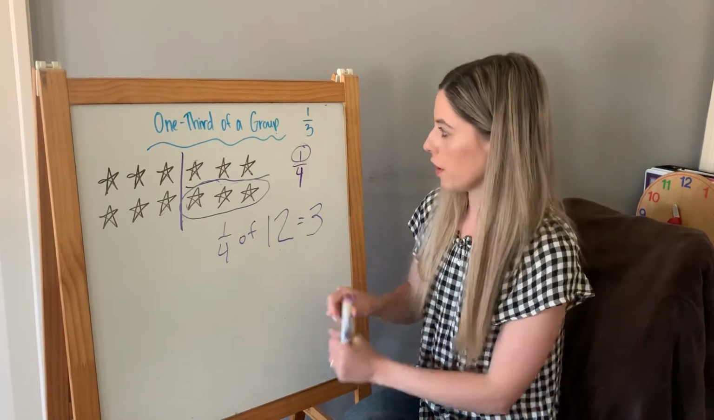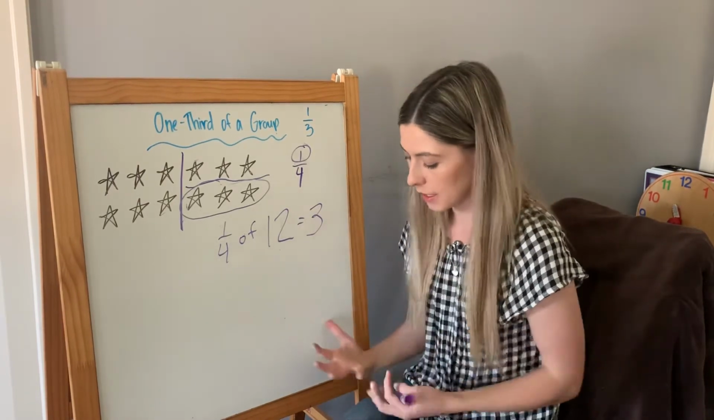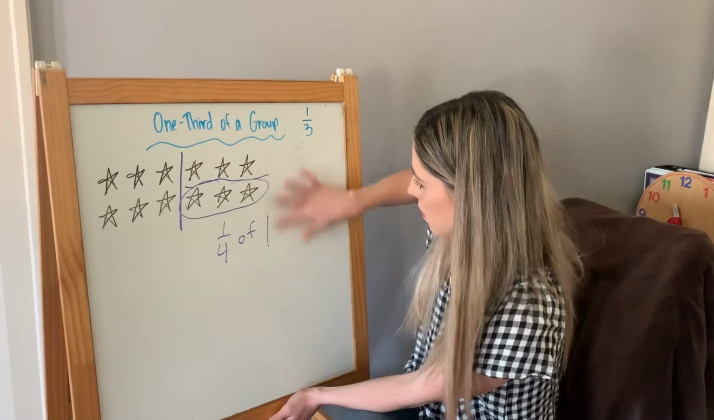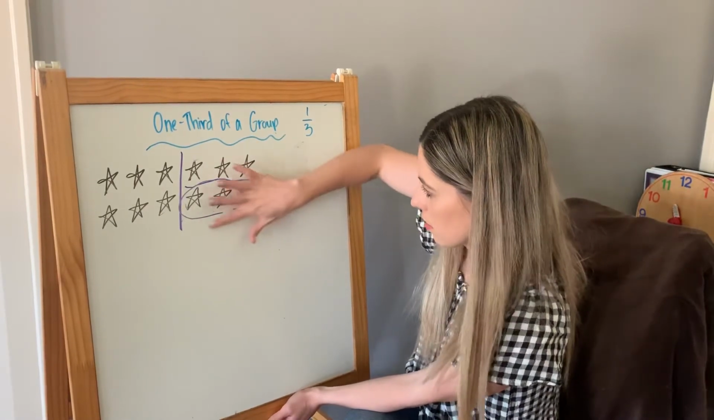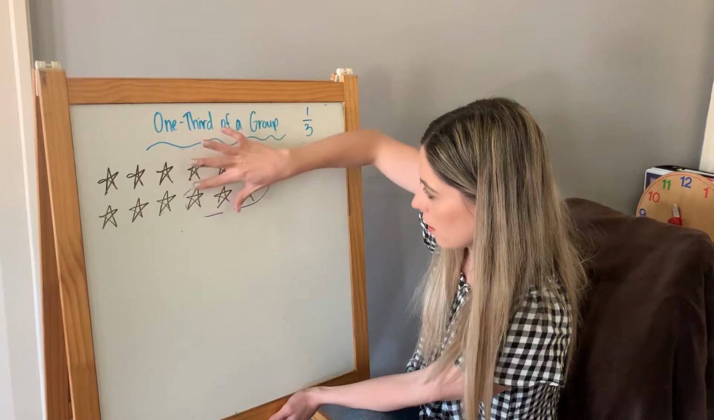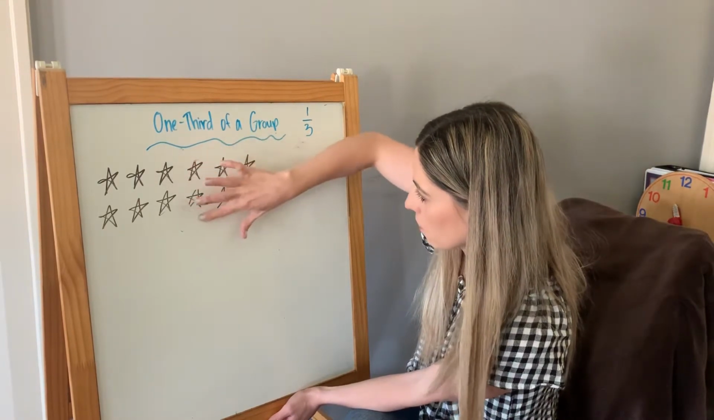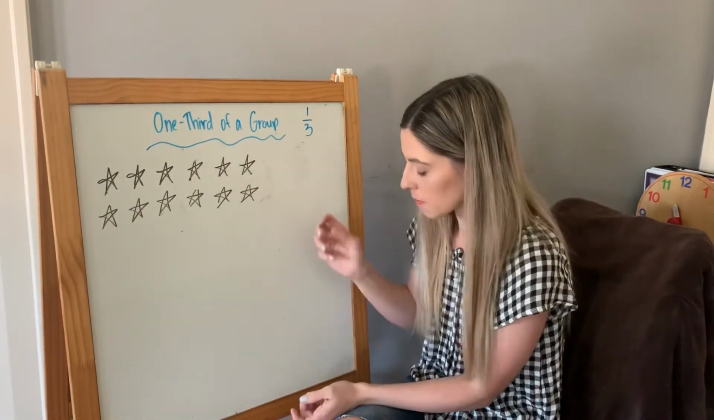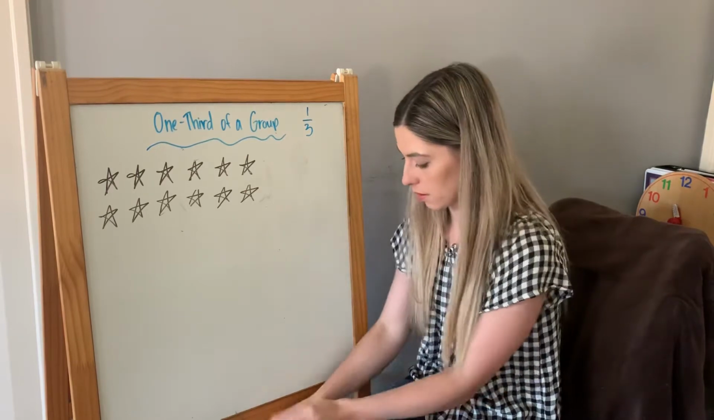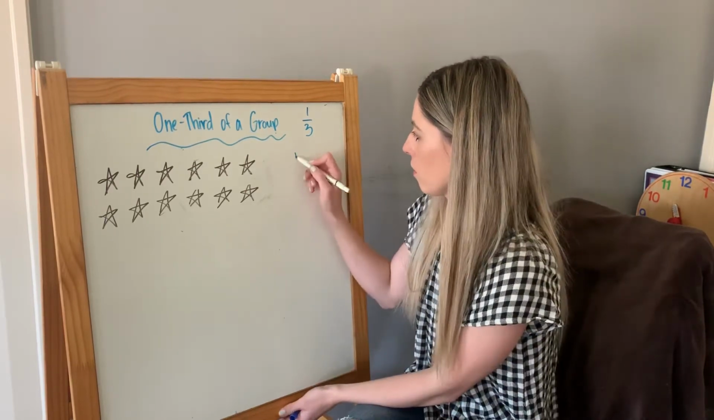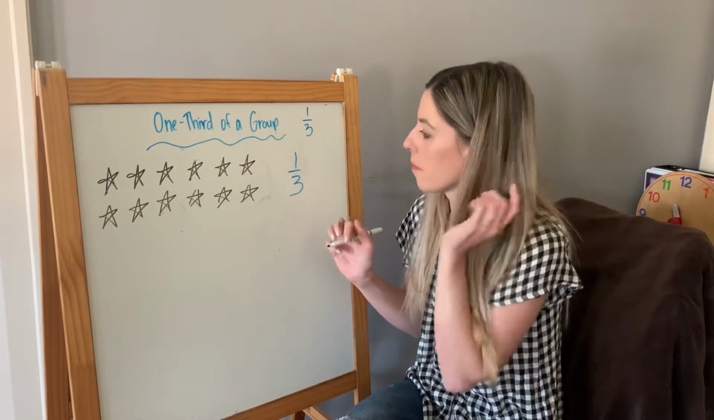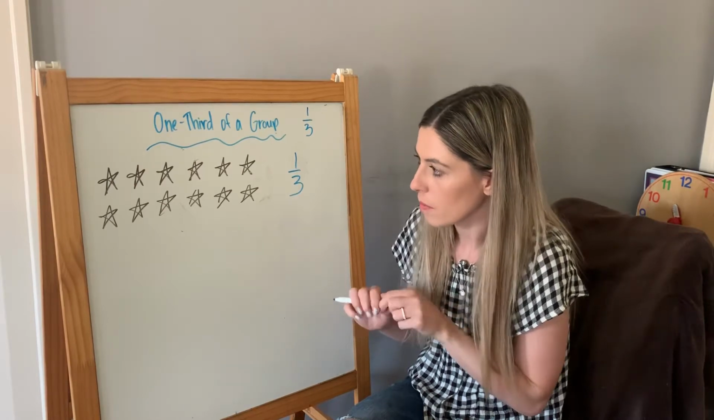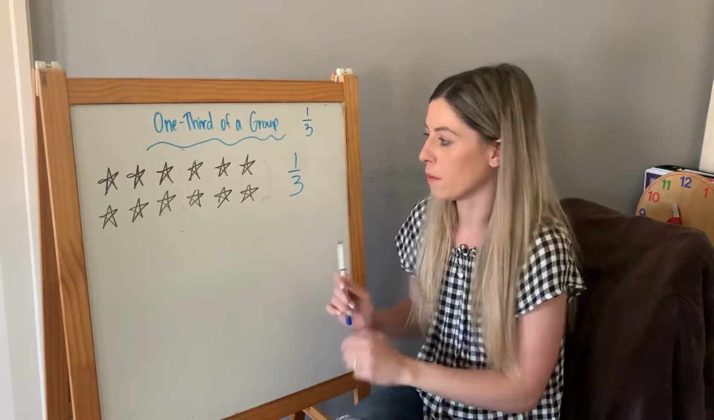Now, we're going to do 1/3. So we're going to take the same idea, get rid of this, and we're going to find 1/3. So I have a 3 on the bottom. So I need 3 total groups. 3 total groups. And I'm going to circle one of them. So, a little bit trickier because I want 3 total groups.